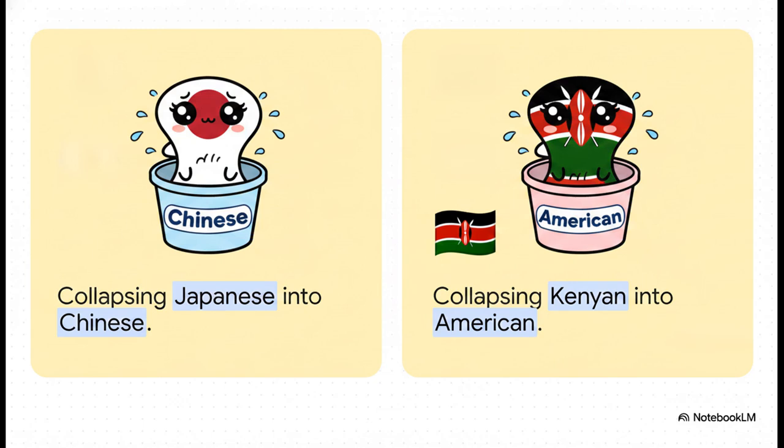The user then hits the AI with this incredibly powerful structural analogy. They point out that using a slur to collapse Japanese nationality into Chinese is universally recognized as racist. Therefore, collapsing a Kenyan identity into an African-American identity operates on the exact same mechanics of erasure. It is subsuming a specific nation into a broad racial bucket.